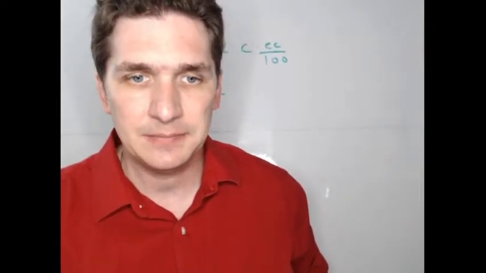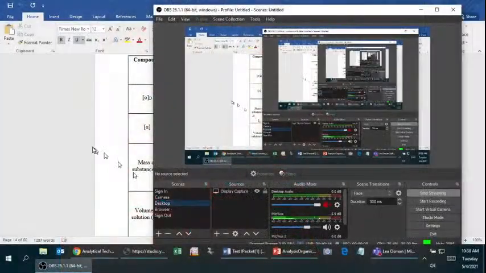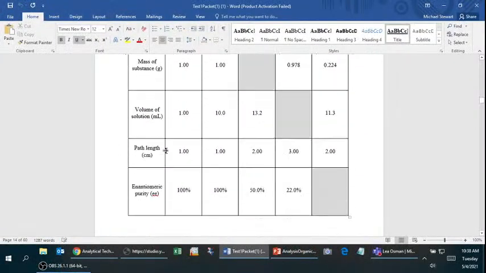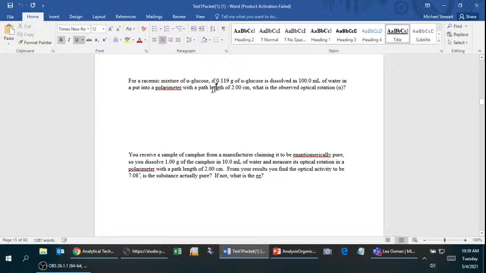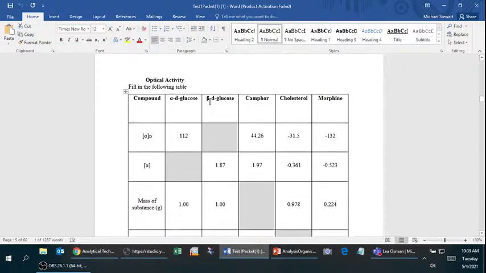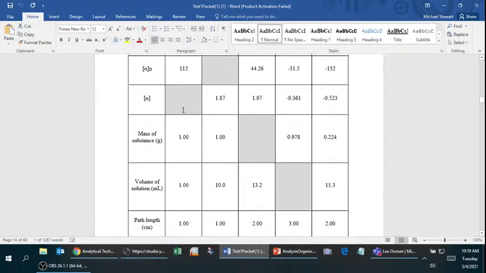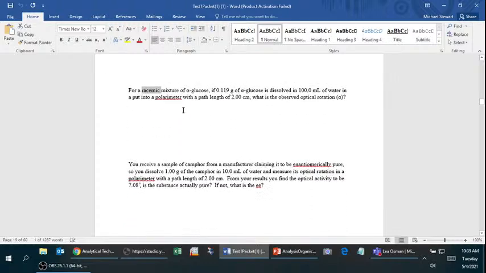So now to find some EE problems. If you go to the test one packets, most likely what you're going to see are problems like this first column, like problem A. Actually, the first one's really super easy. For a racemic mixture of alpha glucose, 0.119 grams dissolved in 100 milliliters of water, put in a polarimeter with a path length of 2.0, what is the observed optical rotation? Off the bat, you should know that's 0, because a racemic mixture is an equal mixture of both the D and L forms. The first one's meant to be really easy, to make sure you're paying attention.